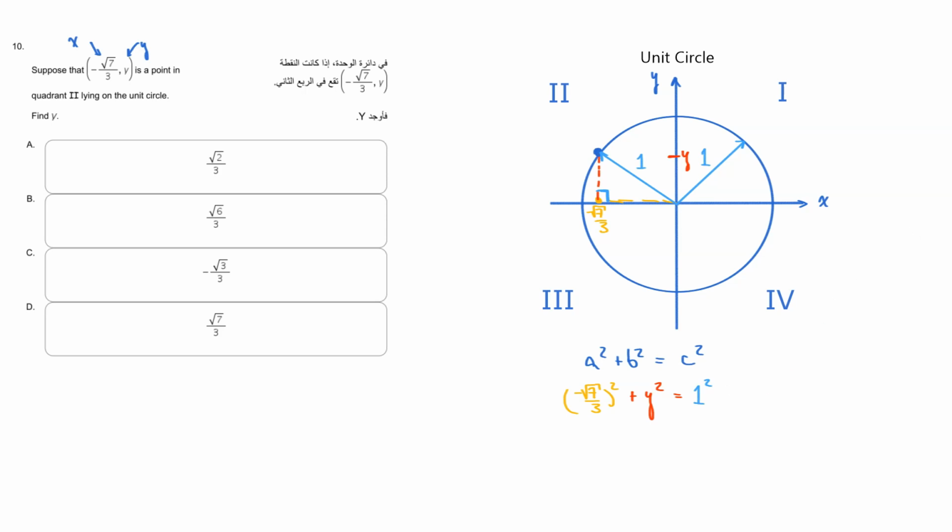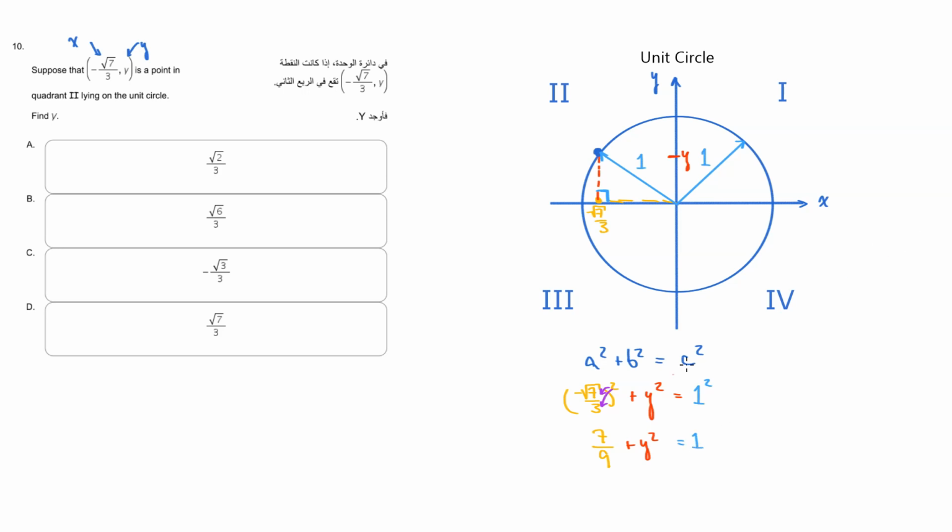So we can clean this up a little bit. I'll tell you about this exponent. When you have an exponent on a fraction, what happens is that your exponent is going to get distributed to both the numerator and the denominator. So what you end up with is minus root 7 times minus root 7, which is 7, and 3 squared, which is 9. And we still have our y squared, and 1 squared, of course, is just 1.